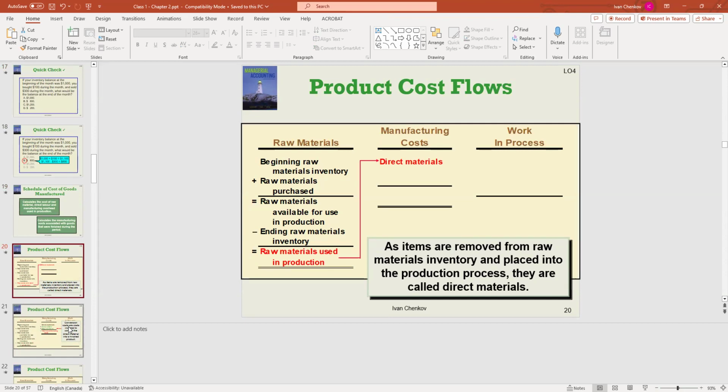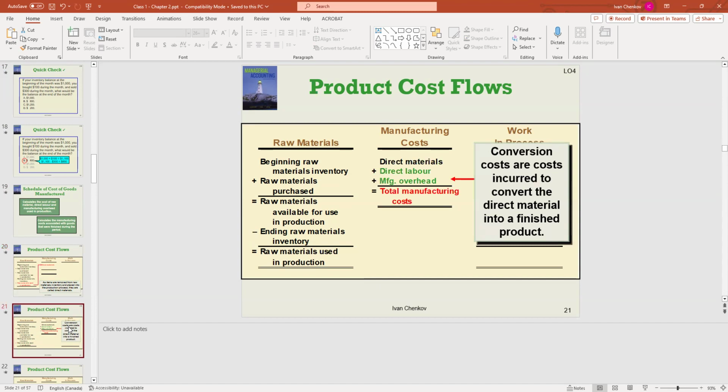We're going to start with the raw material. Now we're moving to the production company. Raw material: beginning balance of the materials inventory plus the purchase of the new raw material is going to give us the raw material available for use in production, less the ending balance, which is going to give us the raw material that we used for our production.